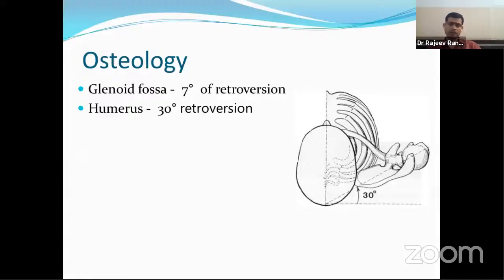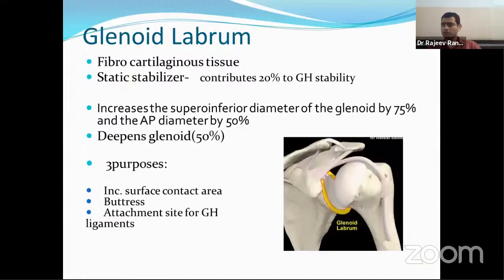Osteology: we have already said there is 7 degrees of retroversion of the glenoid fossa and 30 degrees of retroversion of the humeral head. The glenoid labrum, a fibrocartilaginous tissue, is responsible for 20% of glenohumeral stability. It increases the supero-inferior diameter of the shallow glenoid by 75% and the AP diameter by 50%. It deepens the glenoid by 50%, so it has a major role in increasing the surface contact area of the glenoid cavity. It produces a buttress effect, and it also provides the attachment site for the glenohumeral ligaments.